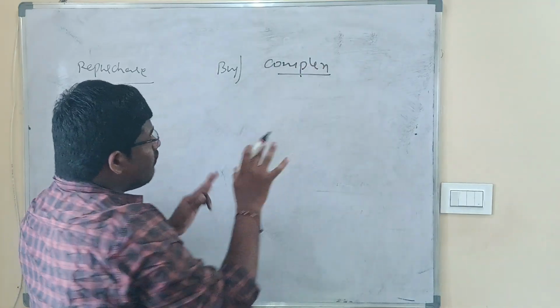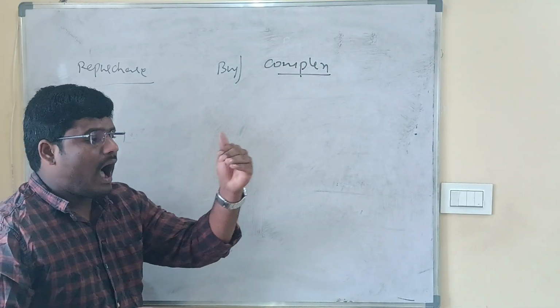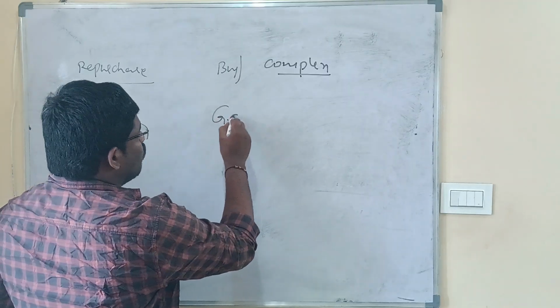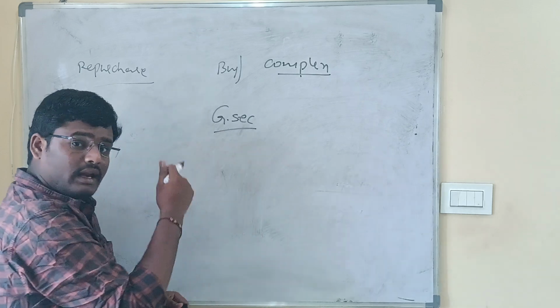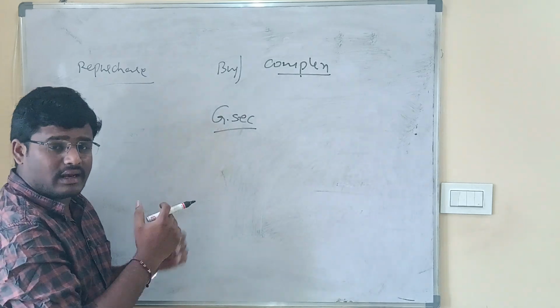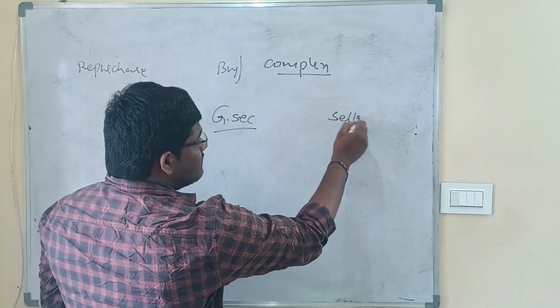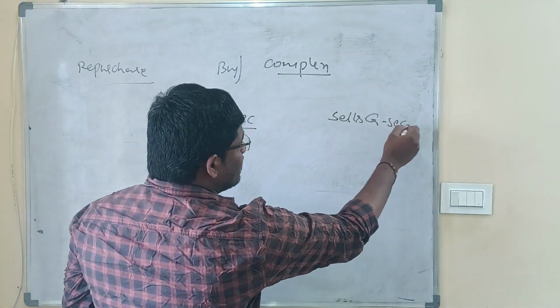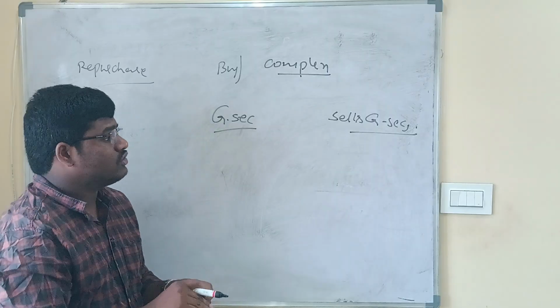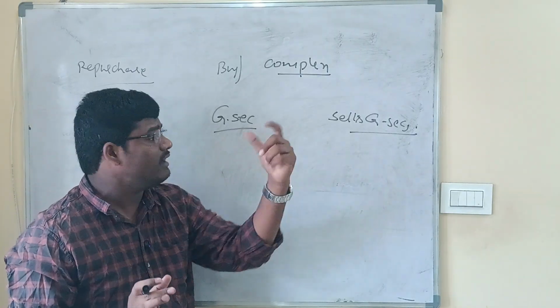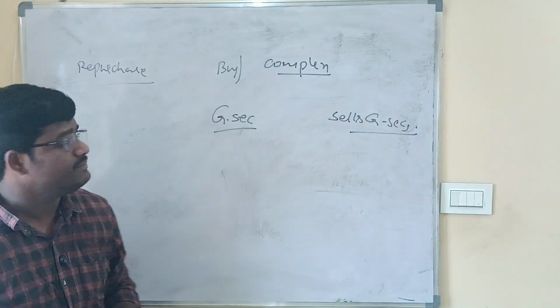But whereas in open market operations, RBI buys government securities, full stop. There is no need to repurchase again, no need to resell. Or RBI sells government securities, that is full stop. So that is the point which we have to keep in mind with regards to the repo, reverse repo and open market operations.